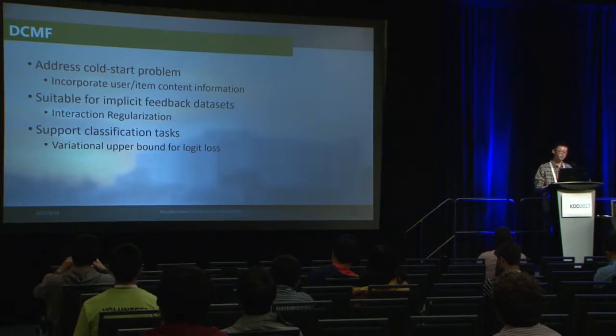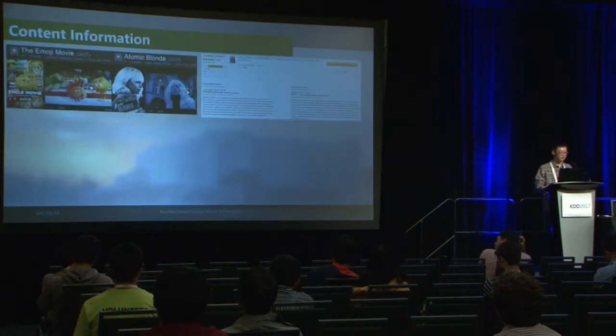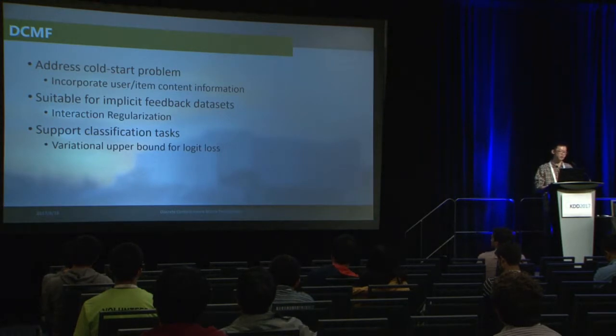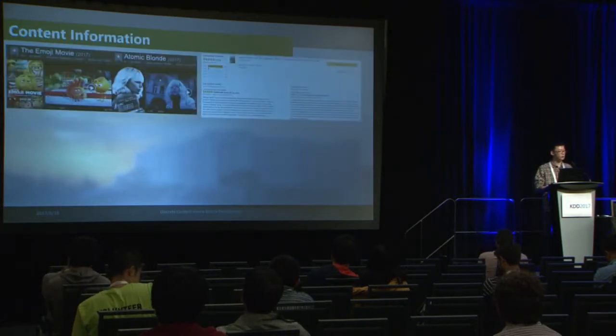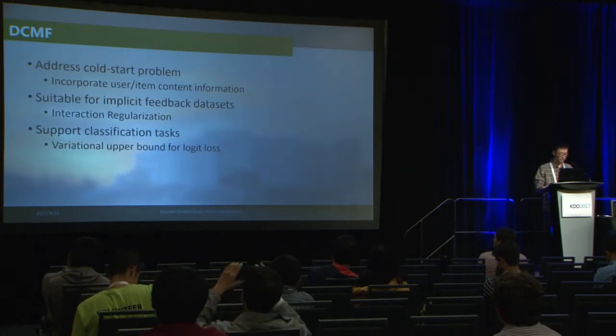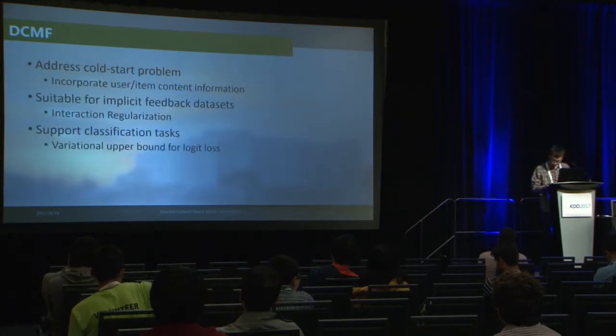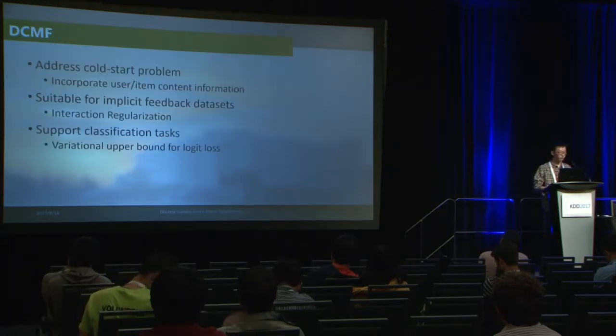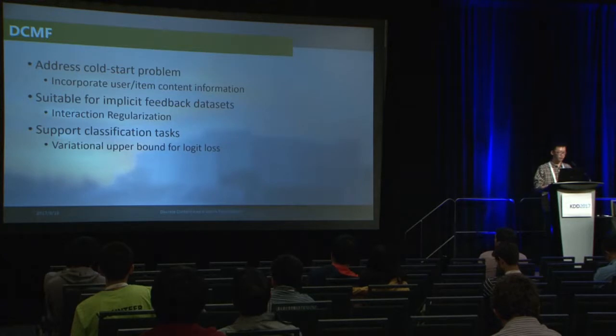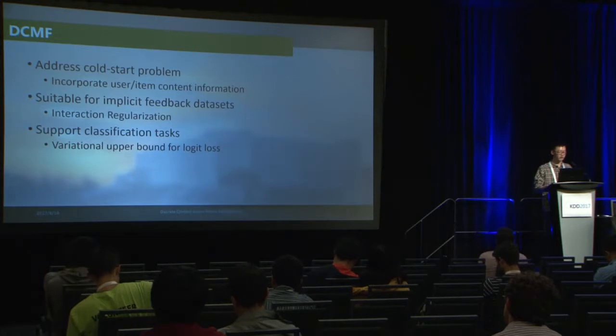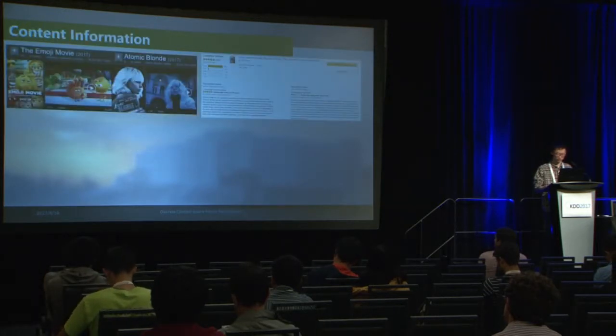Although a lot of work has been done, there are still three challenges existing: cold start problem, implicit feedback, and classification. In our work, we propose a new framework called Discrete Content-Aware Matrix Factorization, short for DCMF, which can be used to solve cold start problem by incorporating user and item content information into our total framework.